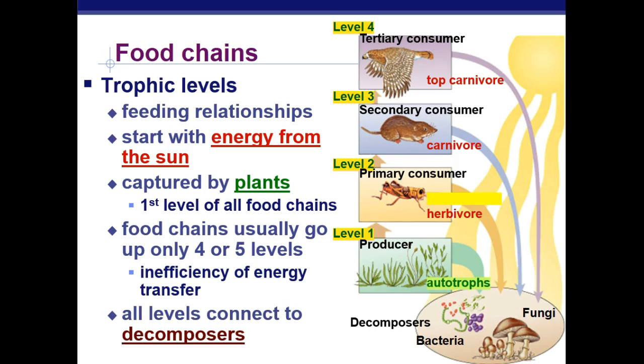And back to decomposers. Organisms that are capable of producing their own food we call autotrophs. Those that have to eat other living things for food, whether they're herbivores or carnivores, we call them heterotrophs. And of course, the sun is the sun.